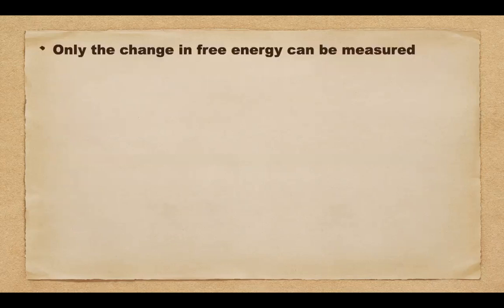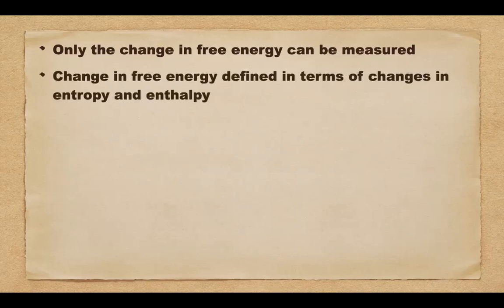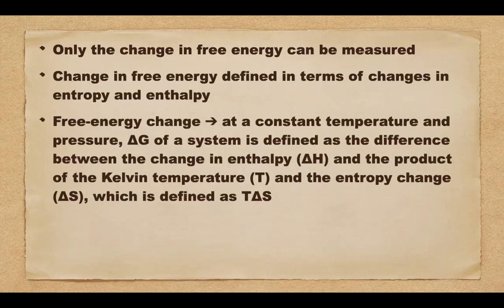So just like everything else that we've been studying, you cannot measure enthalpy directly. You cannot measure entropy directly. You can only measure a change in those two. Same thing goes for free energy. You can only measure a change. So you can either read out that whole definition or just go with the formula, which is: the change of free energy, delta G, is equal to delta H minus T delta S.